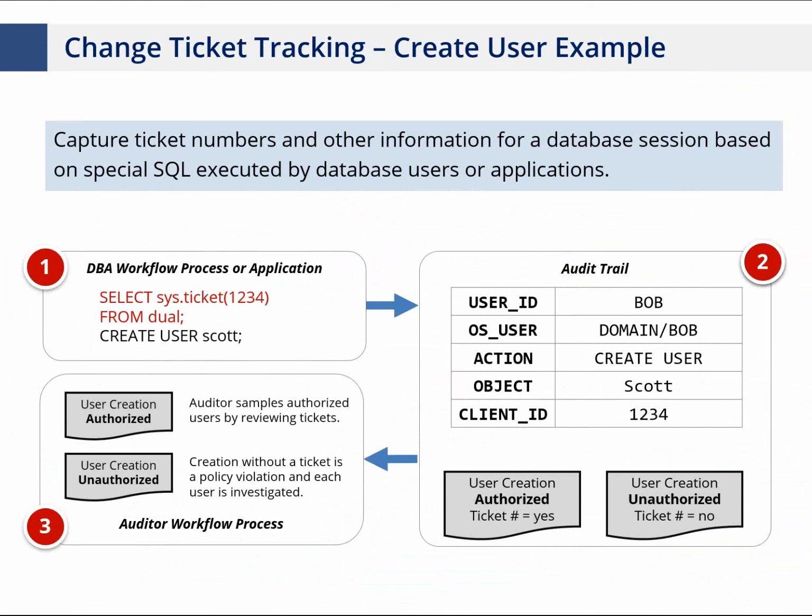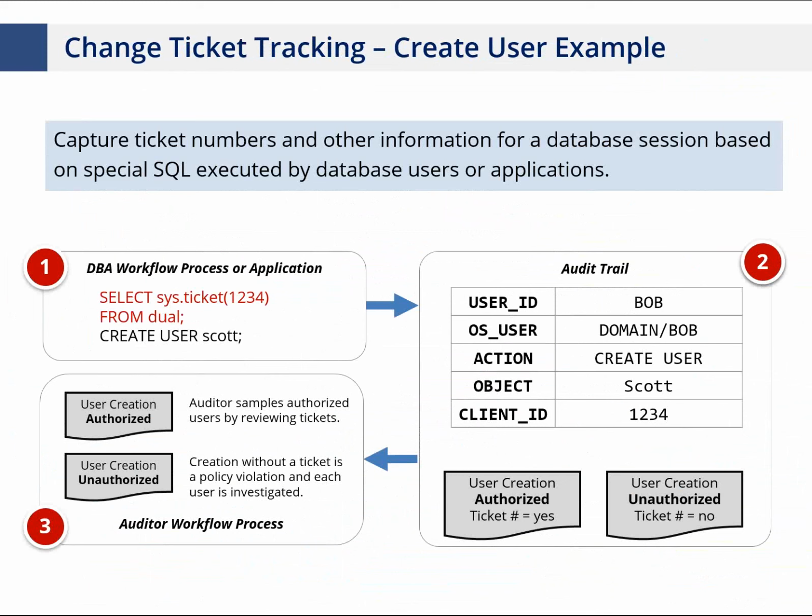So in this example, under step 1 here, the DBA goes and executes what we call a benign SQL statement, and they set the ticket number to 1, 2, 3, 4. Then they actually go in and do their user creation. So they were given a ticket, go create this user in the database, they go do it. And what will happen is that ticket number will now be attached to the audit trail. That now becomes very powerful.